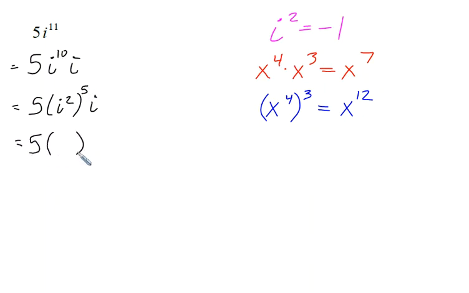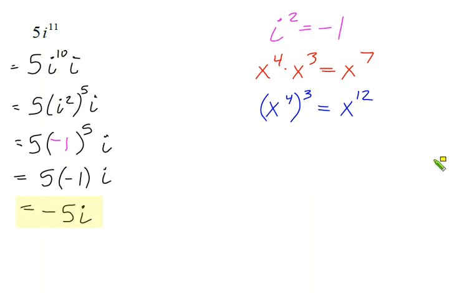Well, now we're going to replace i squared with -1, because i squared is equal to -1. A -1 to an odd exponent is going to be -1, because you have a negative times a negative times a negative times a negative times a negative. With an odd amount of negatives, the answer will be a negative. So 5 times -1, and we still have the i. 5 times -1 is a -5, and then we have the i at the end. So 5i to the 11th simplifies to -5i.